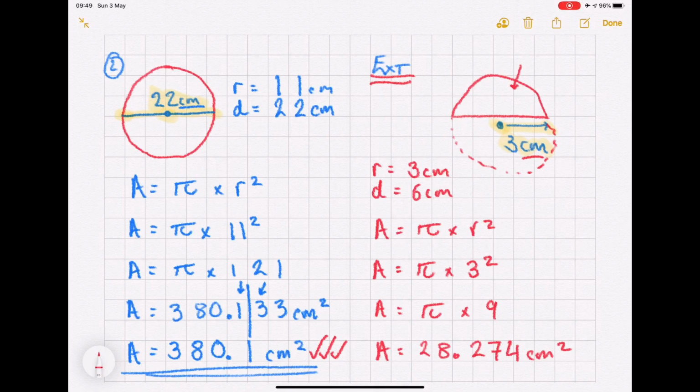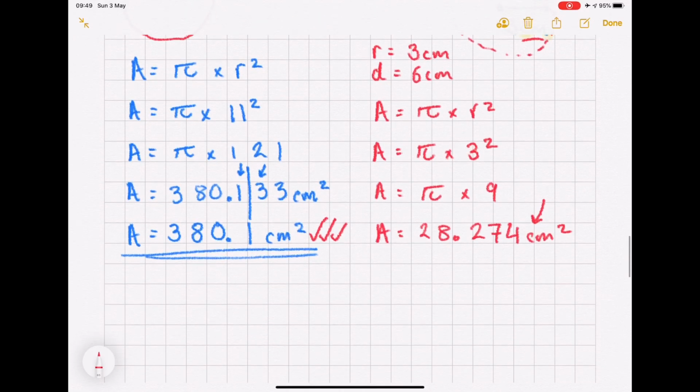Now this is the point where I'm going to divide everything by 2 because this is the area of the whole circle and we want the area of the half circle, so we need to divide by 2. So area divided by 2 gives us, if we just do that on our calculator, 14.137 centimetres squared. So that's the area of the semicircle.